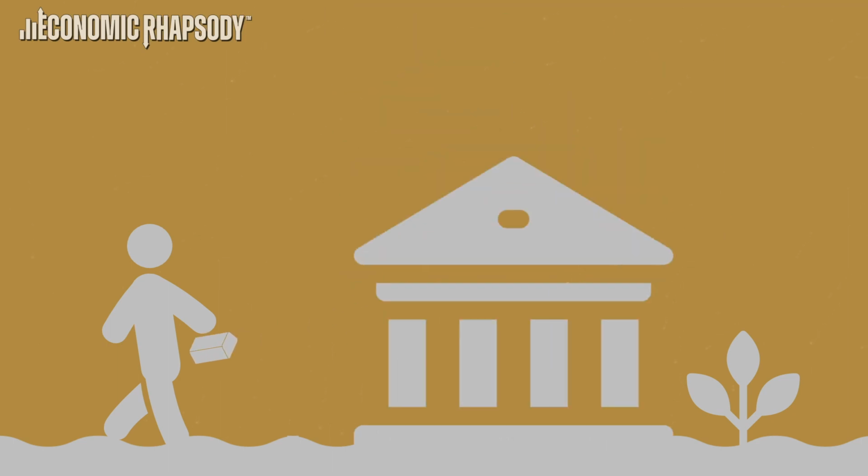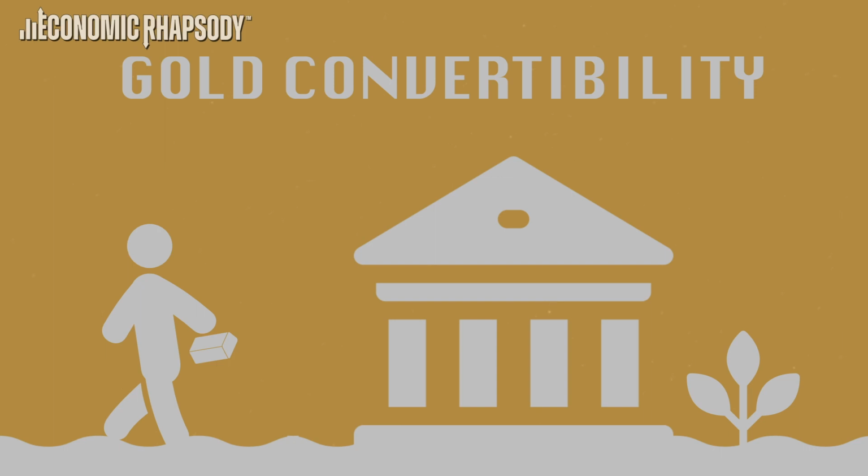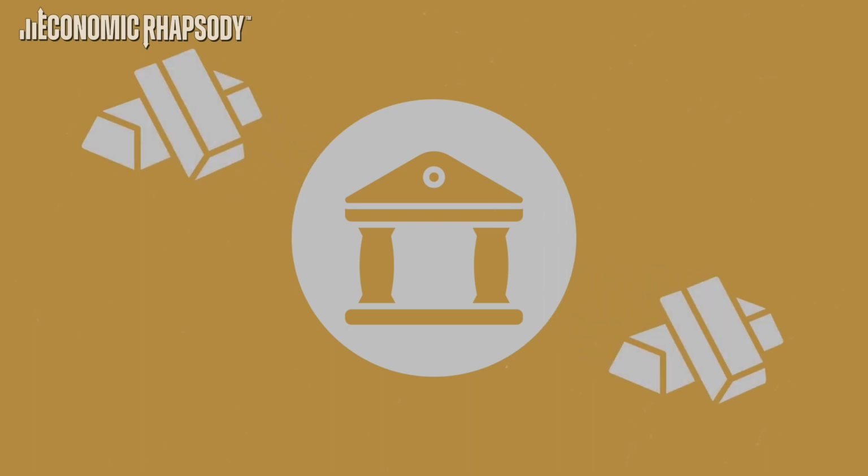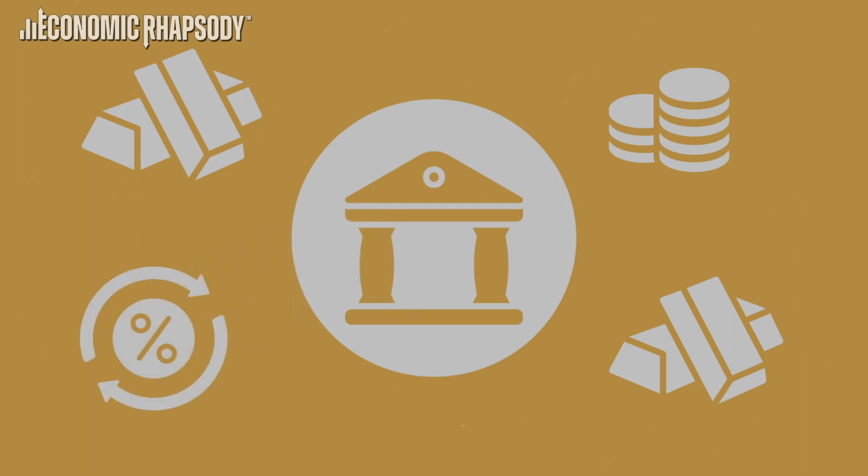Now, let's take a brief look at how the gold standard worked in practice. Under this system, anyone holding paper money could exchange it for a fixed amount of gold at their country's central bank. This process, known as gold convertibility, provided a sense of security and trust in the currency. Central banks held reserves of gold, and their primary responsibility was to manage the supply of gold and currency in the economy to ensure that the exchange rate remained stable.